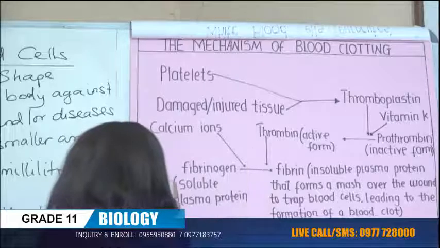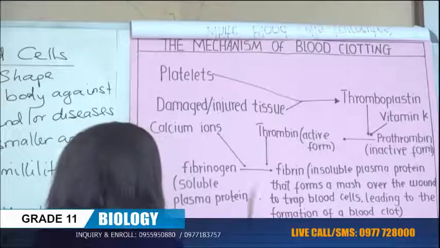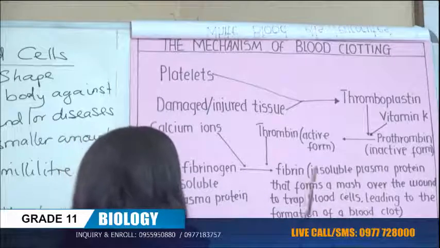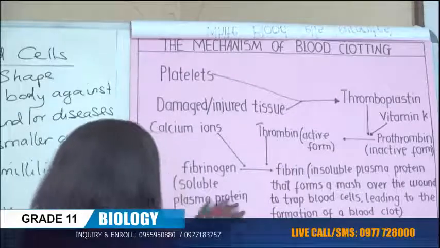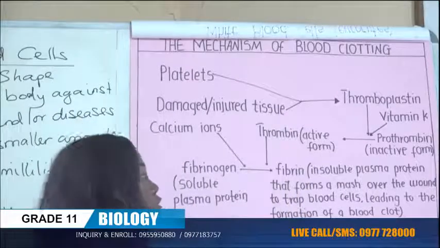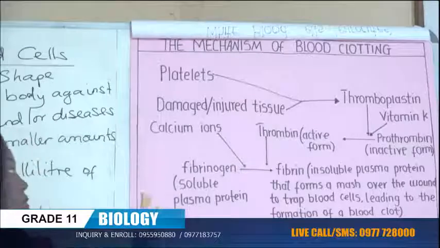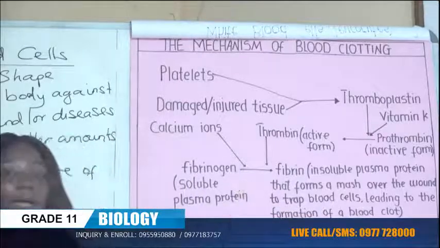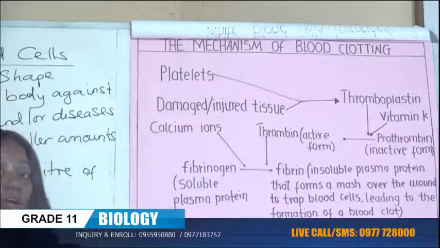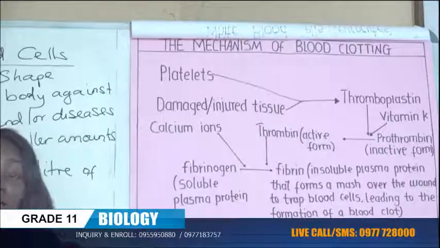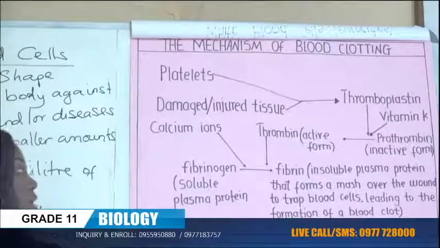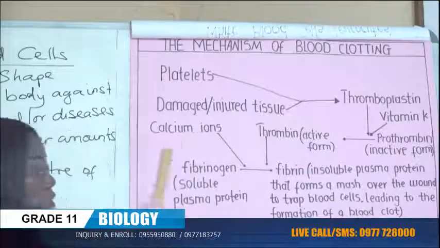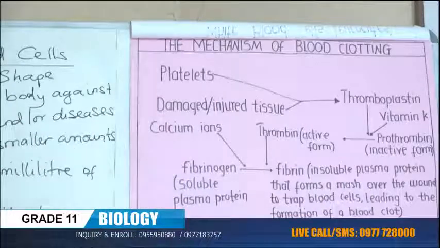They will convert fibrinogen, which is a soluble protein, to fibrin, which is an insoluble protein. And this insoluble protein will make a network of fibers over your wound, which is called a mesh. This mesh is formed over your wound and it traps red blood cells, leading to the formation of a blood clot, because the network of fibers has become like a net, a fishing net.